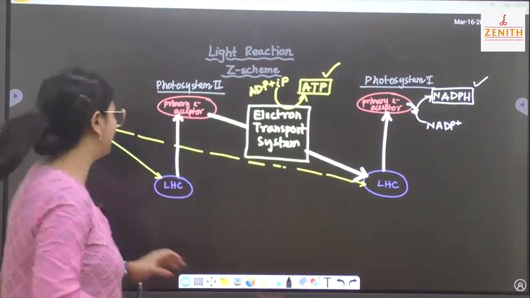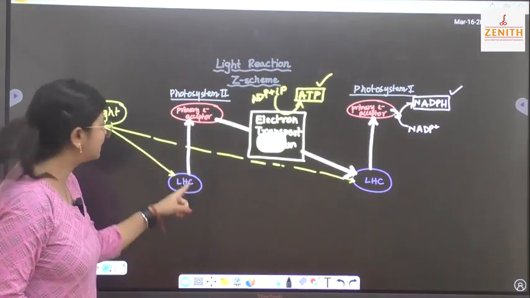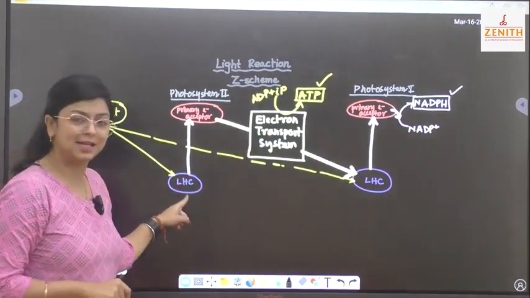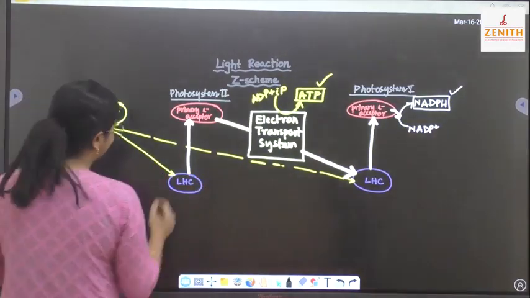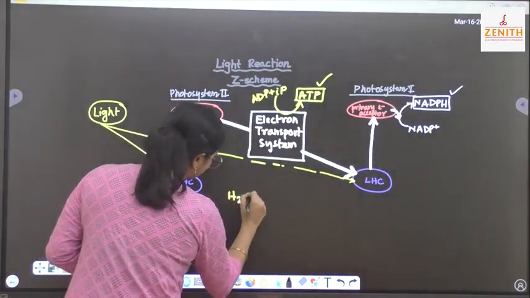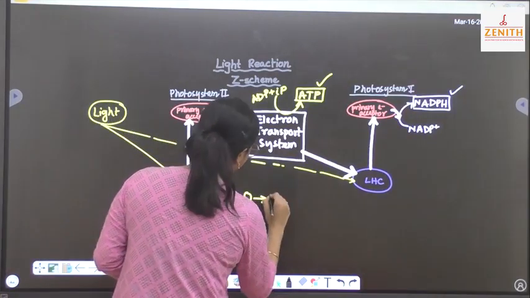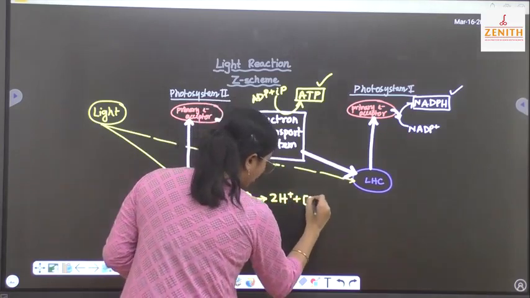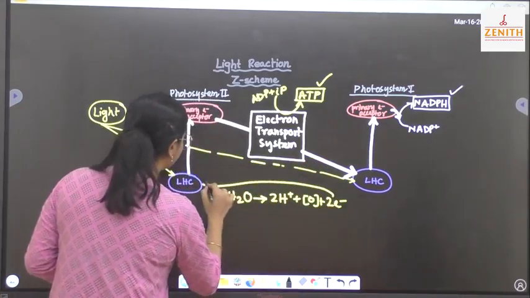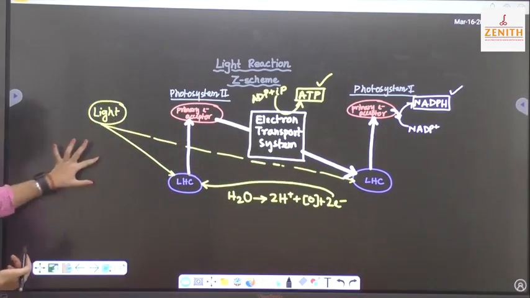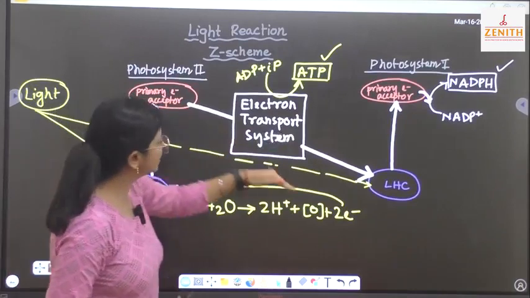Now there will be a question that, ma'am, what will be with this LHC? There is still a deficiency of electron in this LHC, and actually this will be fulfilled by the splitting of water. So what will happen? The water which was taken by the plant by the help of the root is split up. It is basically forming hydrogen plus ion, oxygen, and also it produces 2 electrons. This electron will be given to the LHC of the photosystem 2. So in this way, we found how the electron is moving.